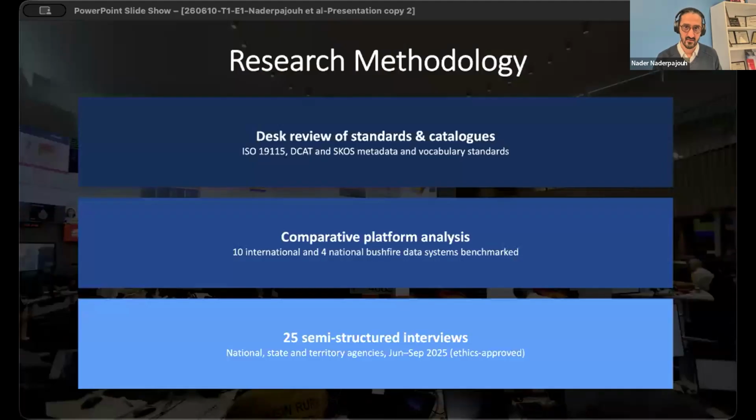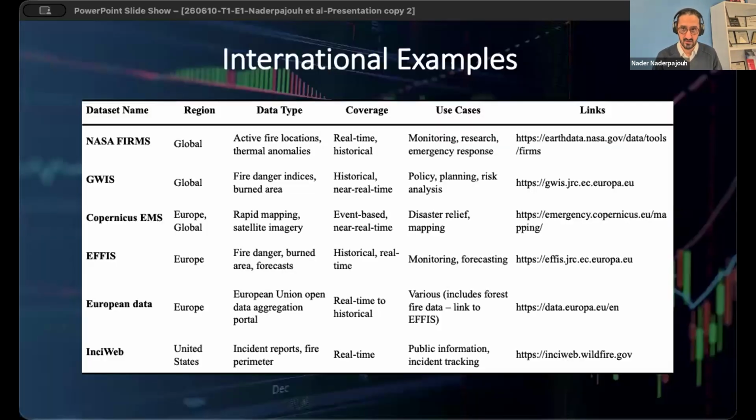So the research we have done is a result of a desk review of standards and catalogs, including some international comparisons of the platforms that are used across the globe. And we also did 25 semi-structured interviews with some national, state, and territory agencies, based on the ethics approval that is done at the University of Sydney and then shared with the rest of the team. So I will start first with the discussion of international examples, and I'm aware that Rafi later in her presentation will go into details on that.